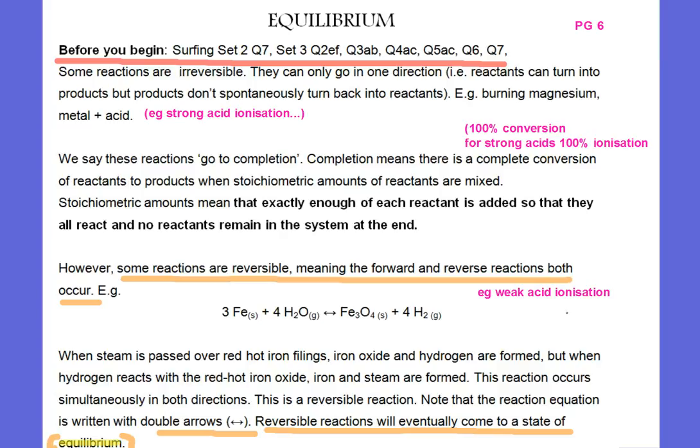And an example of that, which we didn't talk about, was weak acid ionization. We know that weak acids only partially ionize, so a weak acid forms a weak conjugate base in equilibrium with water and hydronium ions, and that weak conjugate base will then reform the acid again. So weak acid ionization is an example of an equilibrium or reversible reaction, and we learned that reversible reactions come to a state of equilibrium.